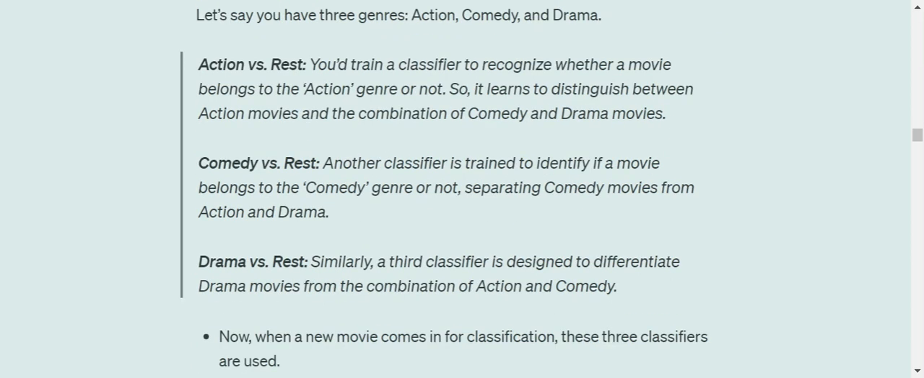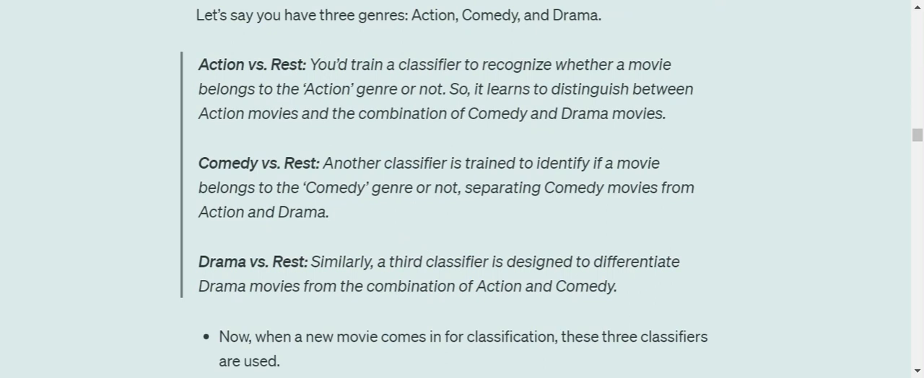That is action versus rest, comedy versus rest, and drama versus rest. In this rest, the other two classes are included and grouped together. So now, instead of a multi-class or multi-label classification problem, this becomes a binary classification problem for you. And as you know, binary classification is comparatively easier, so your model performance may improve.